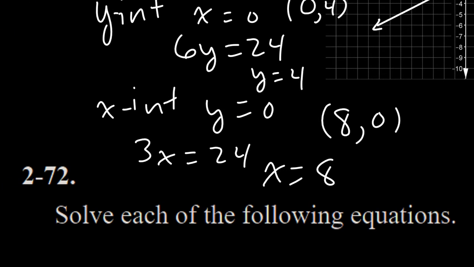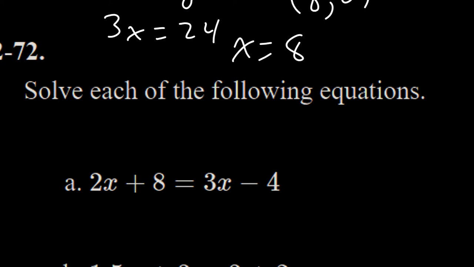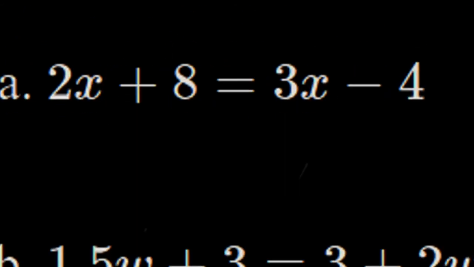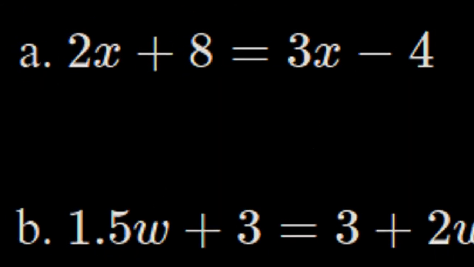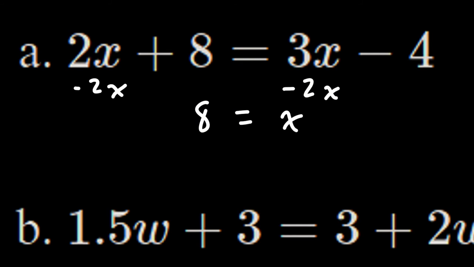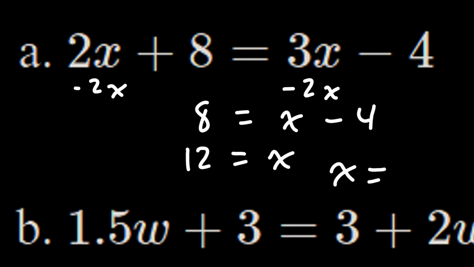Let's move on to the next question. Next question says solve each of the following equations. So this first equation, if I want to solve for x, I'm going to choose to subtract 2x from each side. Again, if I have equal things and I take away equal things, it has to be the case that 8 is the same as x minus 4. And then I'm going to add 4 to both sides, so this becomes 12 is equivalent to x. So my solution is x is 4.